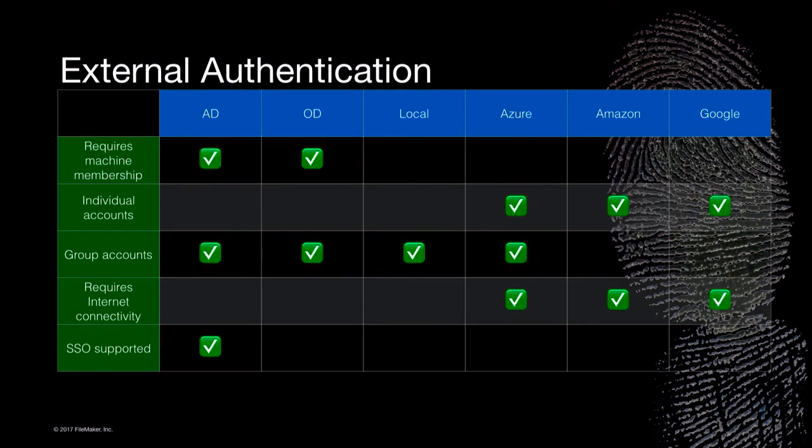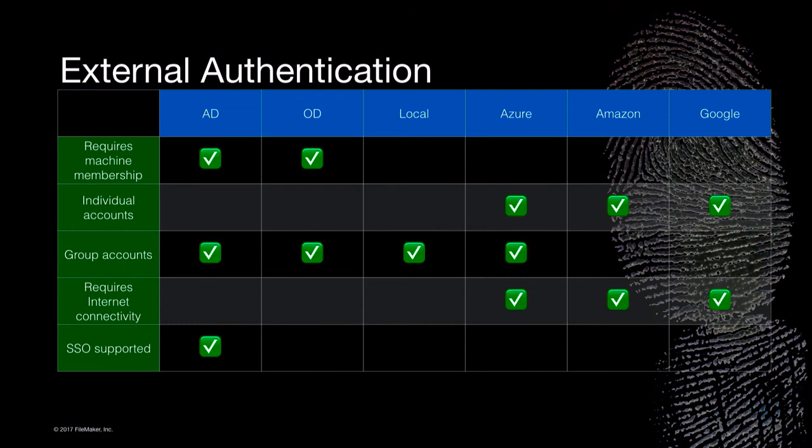All right, almost done, 2 minutes. A quick recap. In blue, we have all 6 of the external authentication providers. In green, we have some of the things to consider. Right, so we have AD, Active Directory, OD, Open Directory, local accounts and groups on the FileMaker server machine, and then the 3 new ones, Azure, Amazon, Google, right?